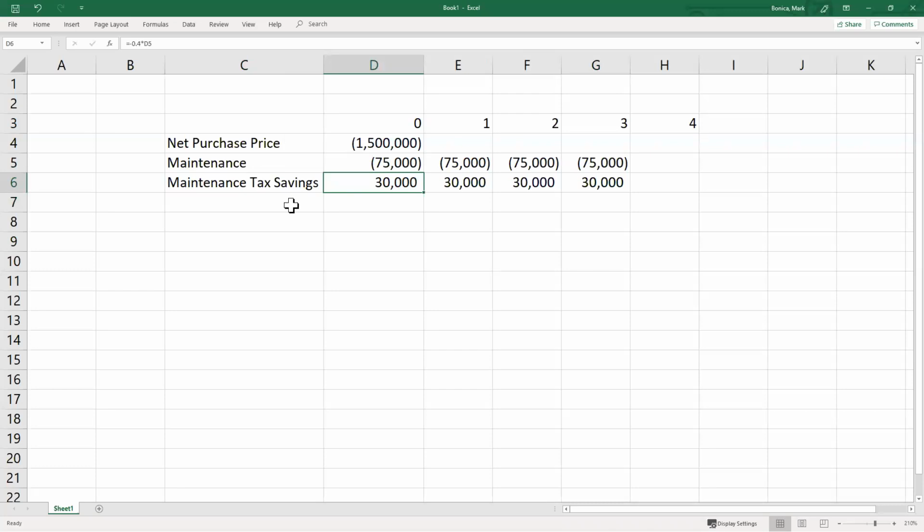Then if we actually buy the equipment, we're going to be doing MACRS depreciation. And of course that comes at the end of each year. It doesn't happen at the beginning. It comes at the end of each year, so the end of 1, 2, 3, and 4. And it's MACRS, so for year 1, our depreciation is going to be 0.33 times the 1.5 million.